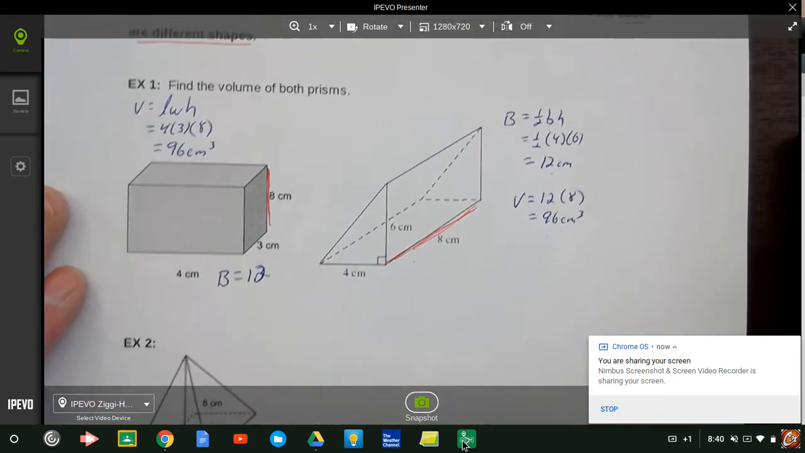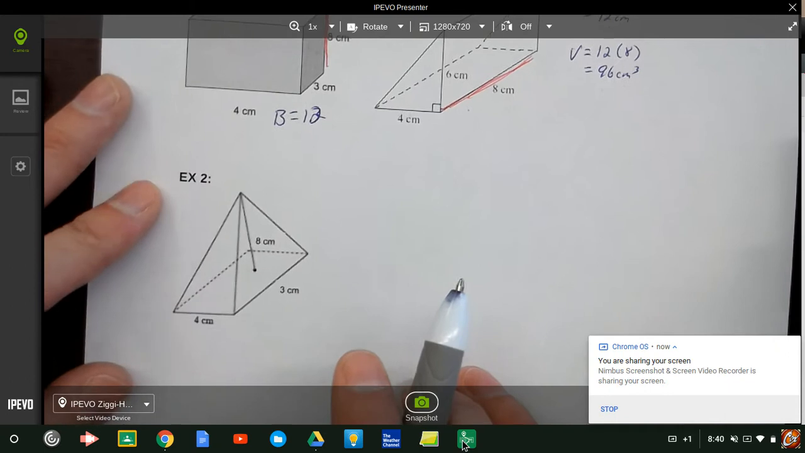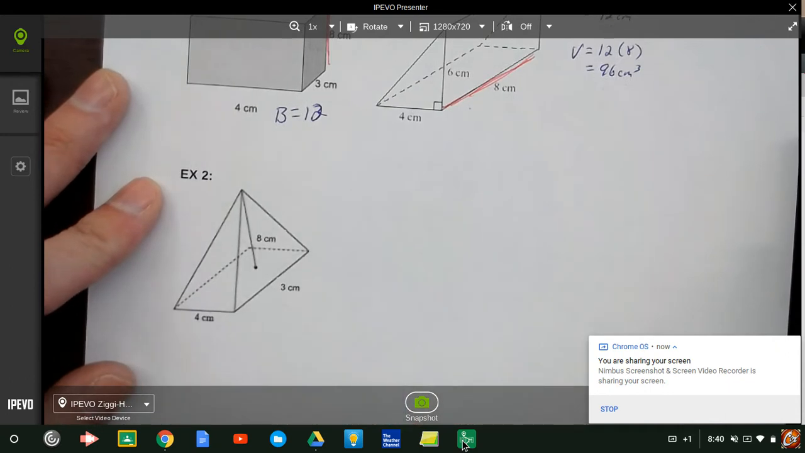Okay? Try the next problem. Find me the volume of this shape. I'll give you a second to work on it. Remember our formula at the top of the page.